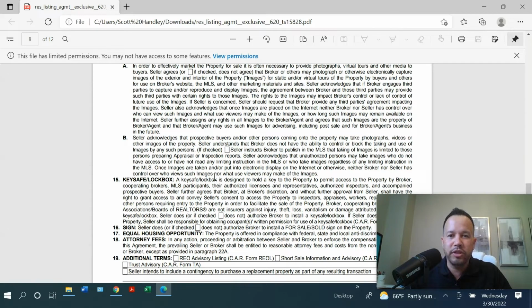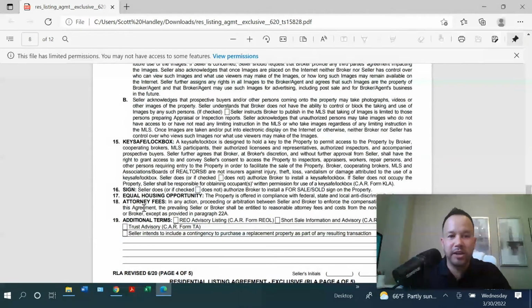Okay, so just some legal jargon here regarding the person taking the photography. Again, this is just indemnifying us from being overly intrusive. A key safe lockbox, it's basically stating that there will be other brokers that will have access to the key to get on the property with full permission. If they do not want a lockbox, that's where you'll check this here on number 15.